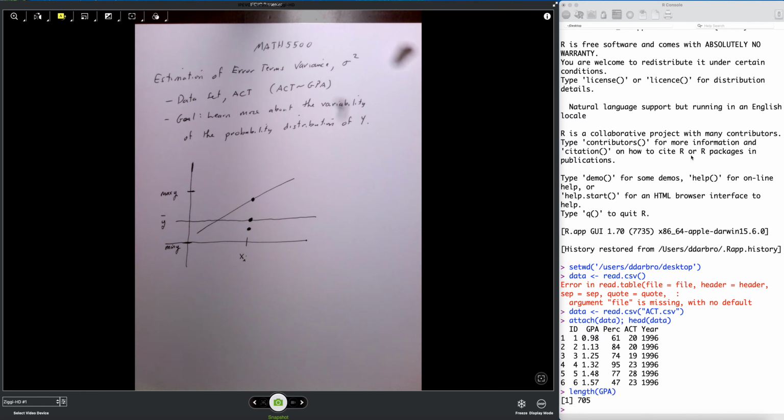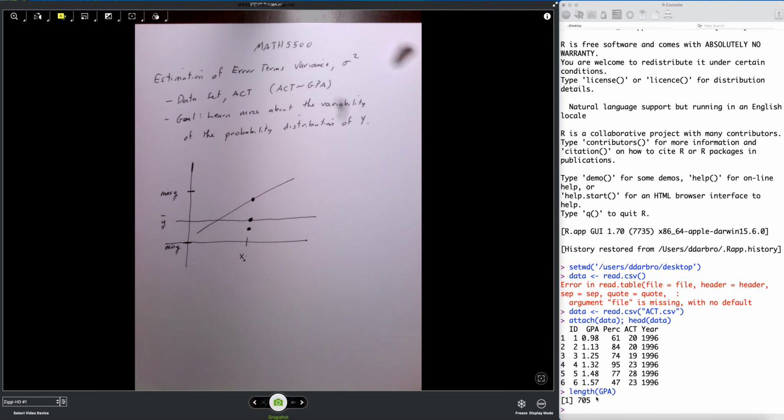And you'll notice on the right side I have R that's visible, and I have a data set. There's some stuff, looks like a percentage score in the year, so I have no idea. But I do know that this is the ACT score, and this is the first year college GPA. Now you can see that the length, 705, so we have a sample size of 705. We have a really, really large data set. So I want to use this data set to bounce off some ideas.